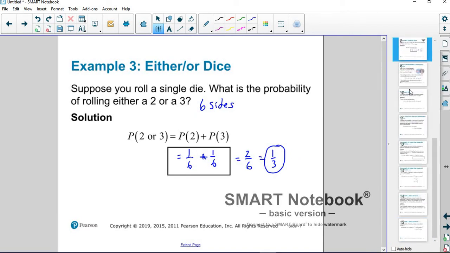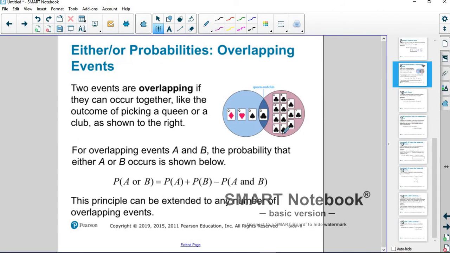So to go to the next problem, we have to think about the possibility that they do overlap. For example, if I'm picking queens, there's a queen of clubs. But if I'm picking clubs, there's also a queen of clubs, right? So there are 4 queens and there are 13 clubs, but there are not 17 cards here, because the queen of clubs is in both sets. And so remember when we were making our Venn diagrams, we have to subtract away, and there's actually only 16 different possibilities here, queen or club.